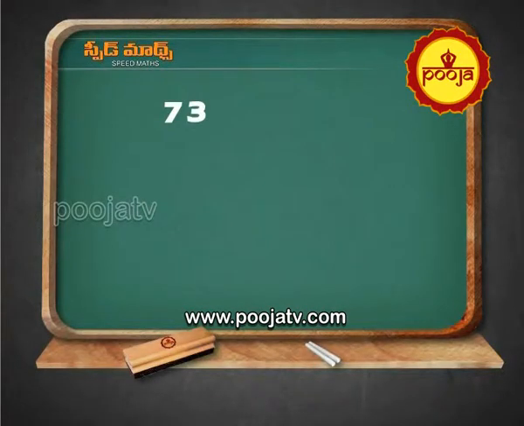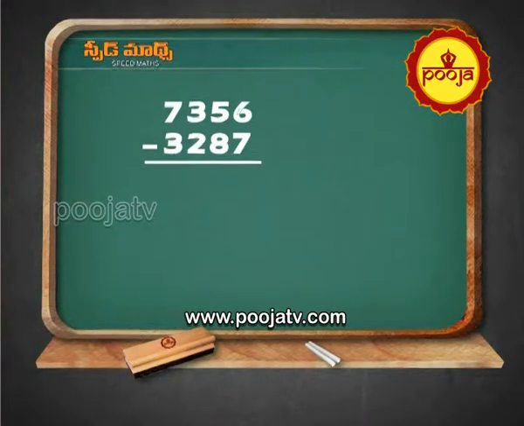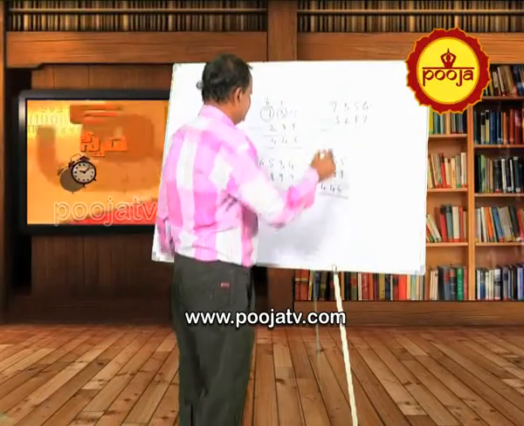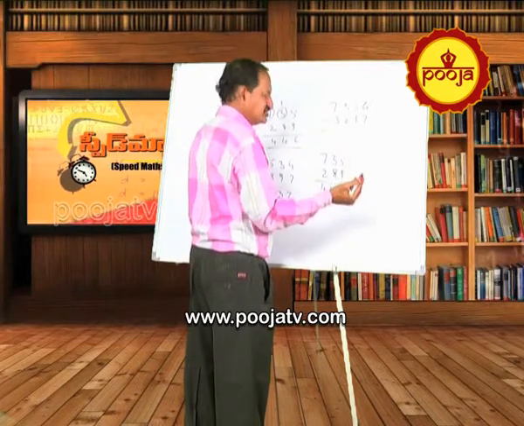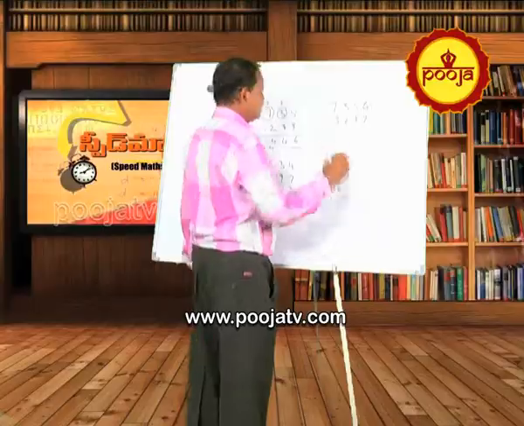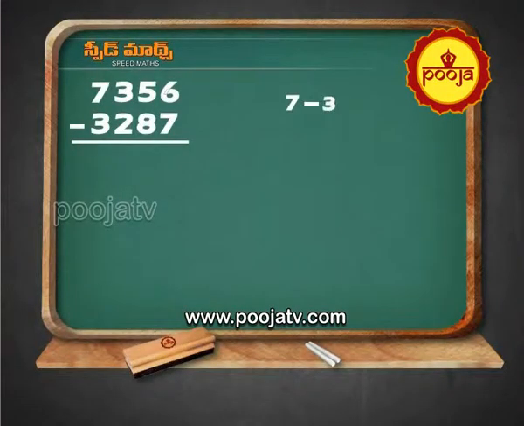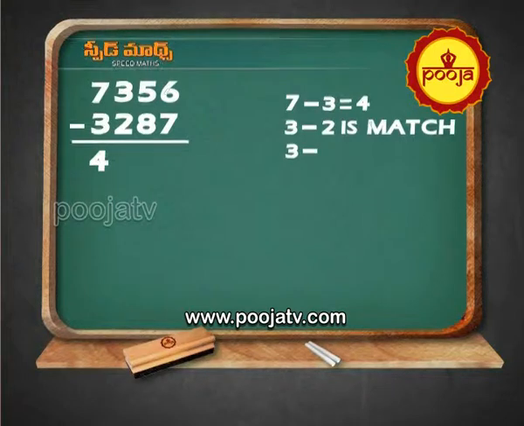7356 minus 3287. Any number you can write. I am showing you matches and mismatches. Here 7 minus 3 is 4, but 3 minus 2 is a match. When it is a match, you should not reduce. 7 minus 3 is 4, write 4 as it is, because 3 minus 2 is a match. 3 minus 2 is a simple subtraction. 3 minus 2 is 1, but here on the right side 5 minus 8 is a mismatch. So, 1 minus 1, 0.